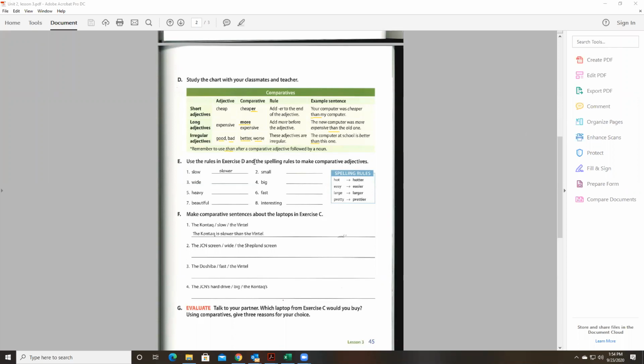Okay. So now we have E. It says use the rules in exercise D and the spelling rules right here to make comparative adjectives. Slow is a short adjective, so you add ER. Slower. Okay. Now let's look at 2. Small. Small is also a short adjective, so you add ER. Number 3, wide. Wide is a short adjective. But since it already ends in an E, all you have to do is add an R.